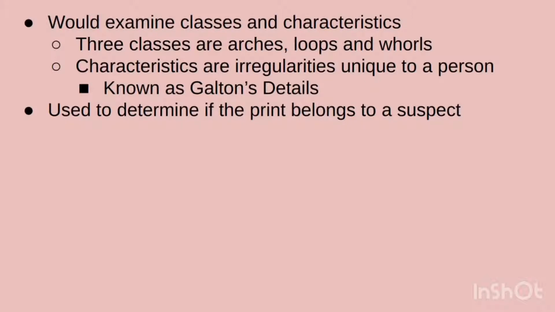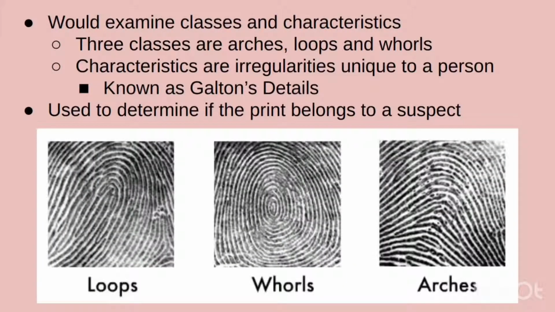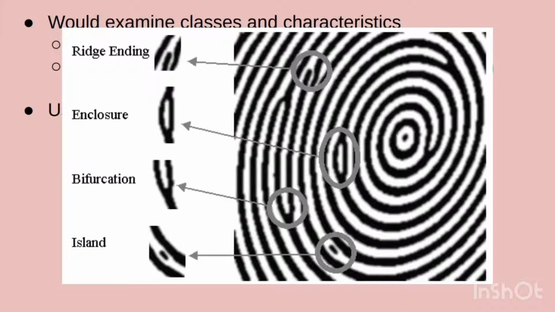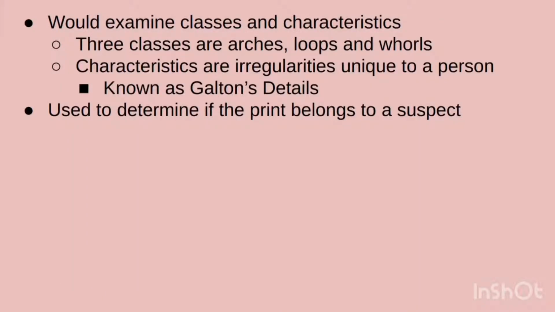They use classes and characteristics for these determinations. The three classes for fingerprints are arcs, loops, and whorls. The most common class is loops, followed by whorls, and finally arcs. Characteristics are irregularities that are unique to an individual. These irregularities are referred to as Galton's details, and the most seen details are bifurcations, ridge endings, and islands.